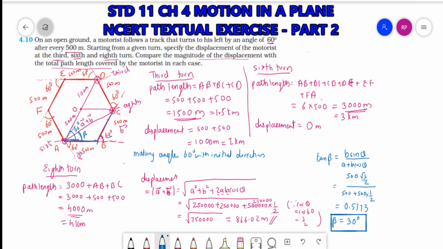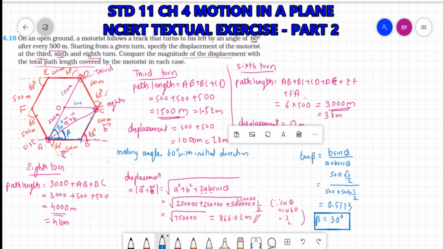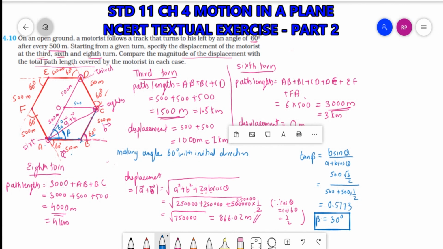Okay, but in this case you can also find it out easily. See, this is 500, 500, 500 and 500. Okay, AB 500, BC 500, CO 500, OA 500. So it's a rhombus. So the total angle is 60, so the diagonal will make an angle half of it. So beta will be equal to 30 degree. Clear? Okay. So if I make a comparison between the third, sixth and eighth turn, then let's form a table of that.